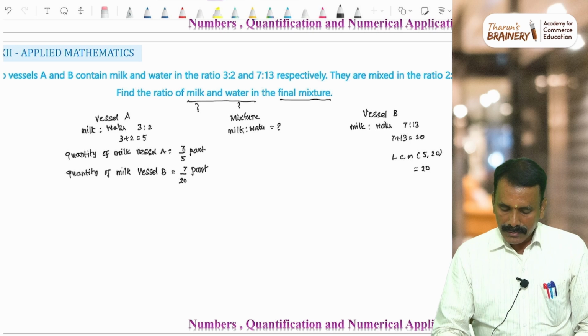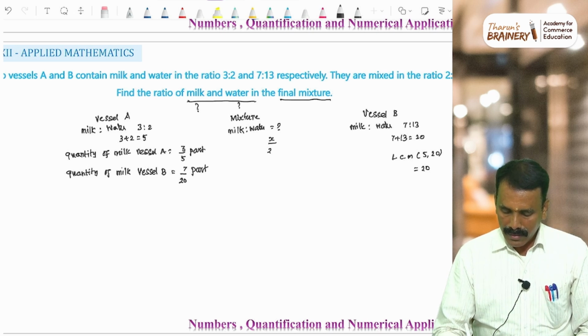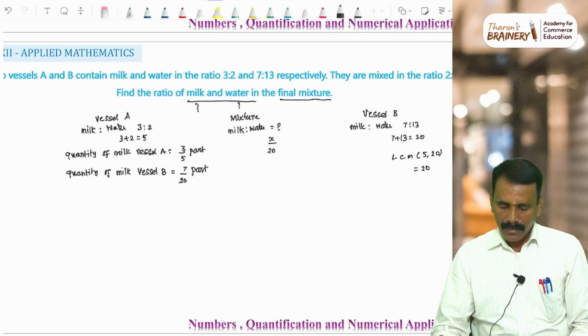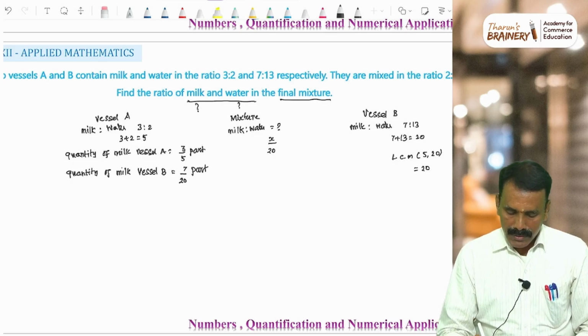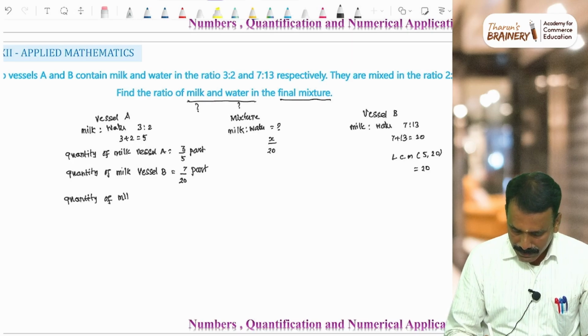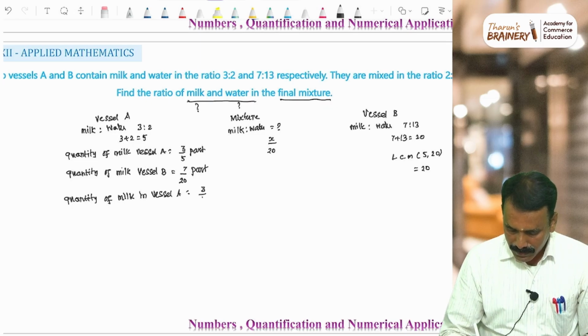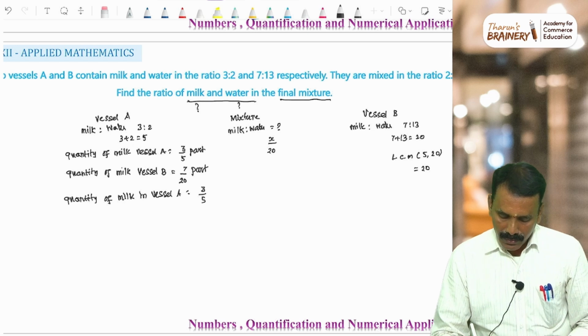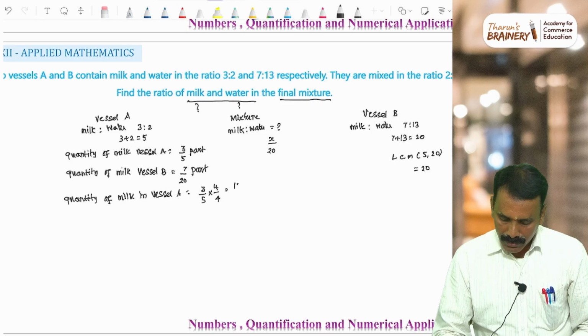And we assume that the ratio of the mixture will be x by 20. Now of these two values, we have to convert this one to common denominator. So quantity of milk in vessel A will be equal to 3 by 5. We make it to common denominator, so we multiply by 4 in numerator and denominator. So this is 12 by 20.